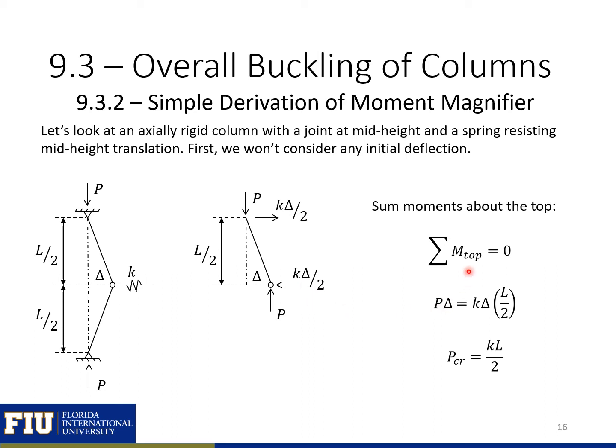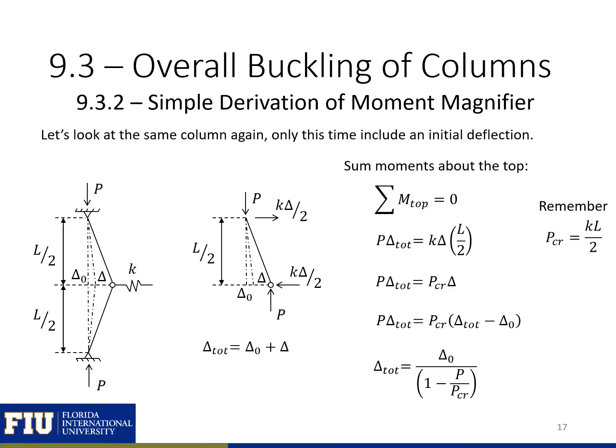So we can sum our moments about the top and just have our P delta equals K delta times L over 2 to get our P critical equals KL over 2. If we add in here an initial deflection, delta naught, then we'll have a total deflection equal to delta naught plus delta. And again, from our moment expression, we can get down to our P delta total is going to be equal to P critical times delta total minus delta naught. And then we can relate our delta total to our delta naught by dividing by 1 minus P over P critical. And we can remember here that our P critical is equal to KL over 2.